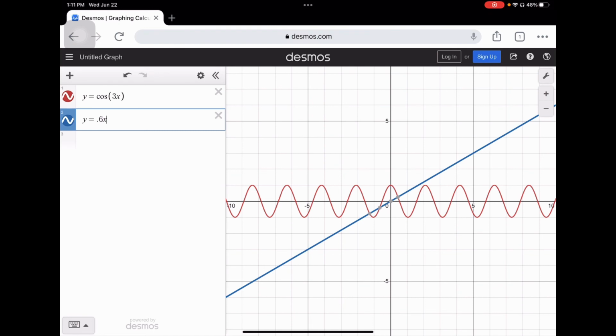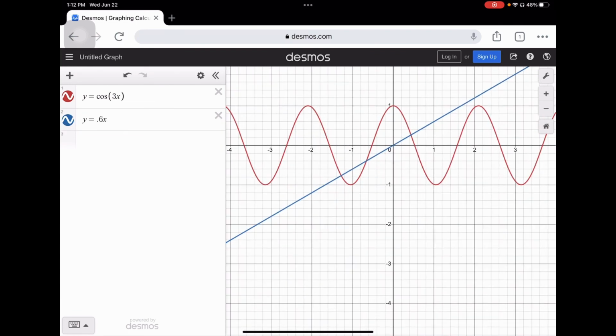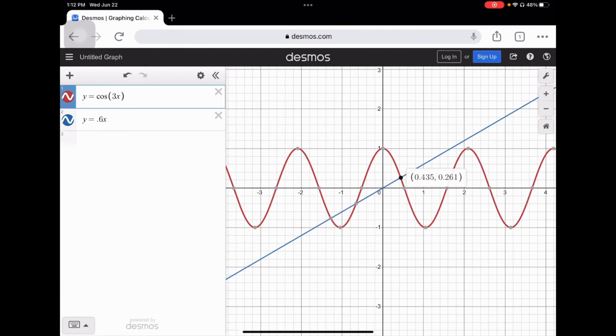In Desmos, what I've done is I've taken the left side of the equation and made it a y equals function, and I've taken the right side of the equation and made it a y equals function. So I have y equals the cosine of 3x and y equals 0.6x. One is a linear equation, one is a trigonometric equation. And I want to know when they intersect. I'm going to zoom in a little bit, and you can see the dots that Desmos created for me. Those are the three solutions where cosine of 3x equals 0.6x. So it's true when x equals what value.